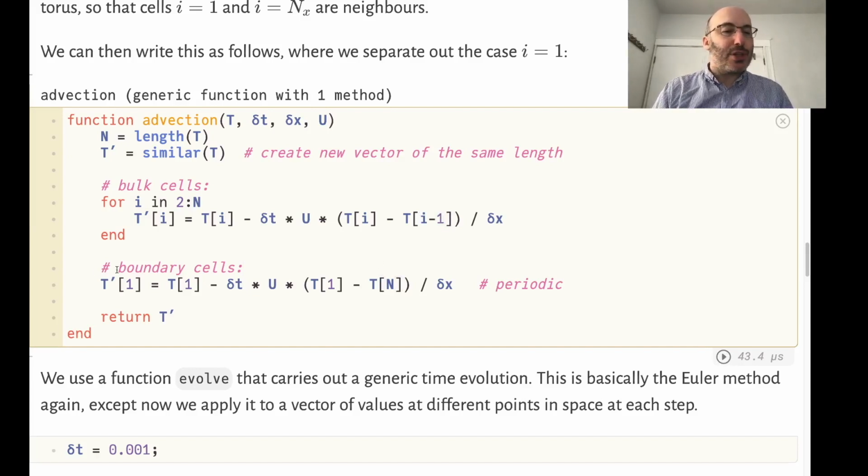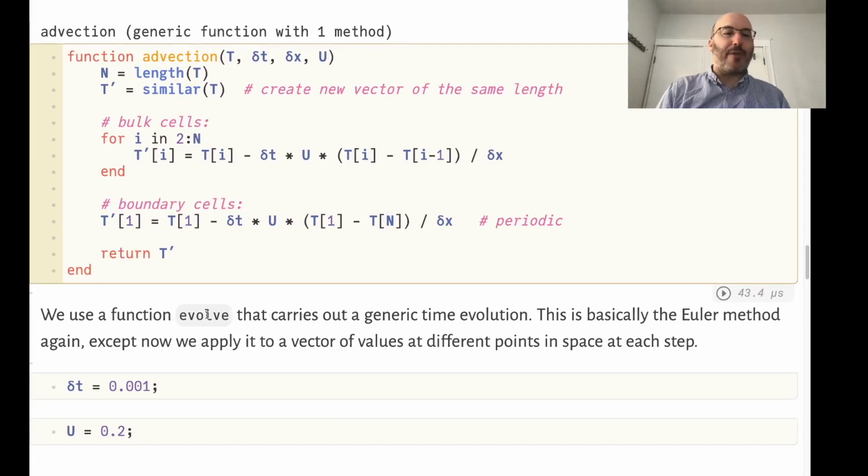But then I have to separately treat the boundary cells. So I have a separate equation that's just valid when i equals 1. When I need to access i minus 1 for i equal to 1, instead of 0, I'm going to put capital N. So that's the end cell of the array. That's saying that the left-hand neighbor of cell number 1 is cell number N. And that's a way to implement these periodic boundaries.